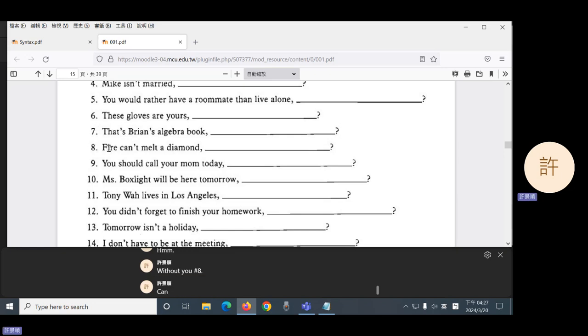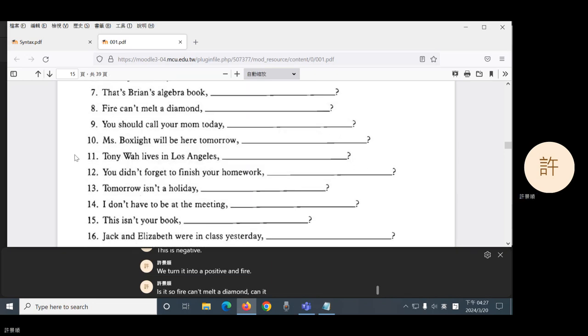Can it? Good. This is negative. We turn it into a positive. And fire is it. So fire can't melt a diamond, can it? Number nine, you should call your mom today. Should into shouldn't, and then you. Number 10, Ms. Boxlight will be here tomorrow. Will into won't. And Ms., so it's she, won't she?